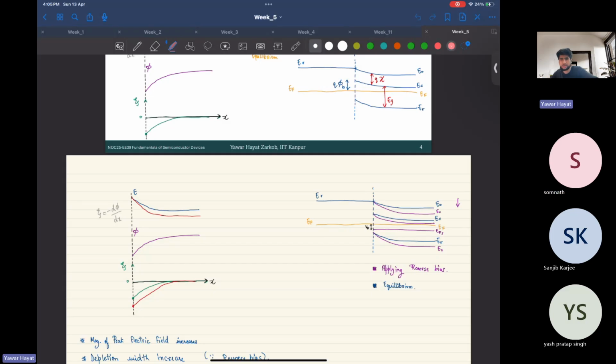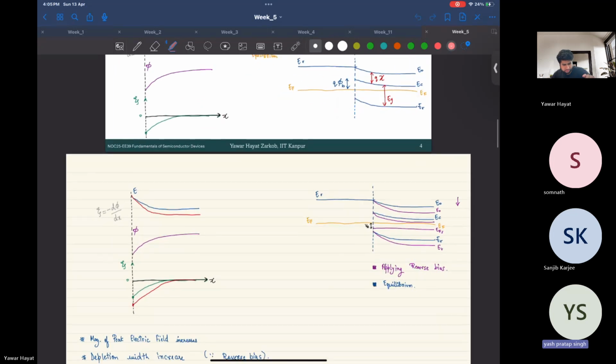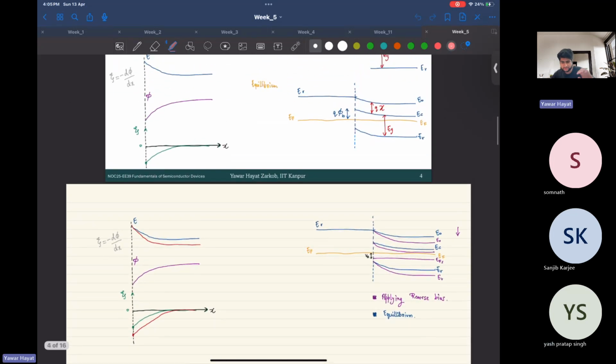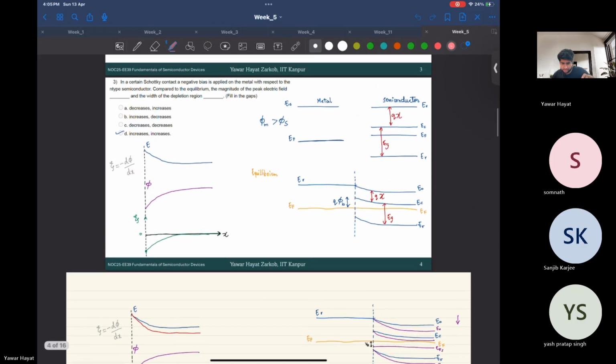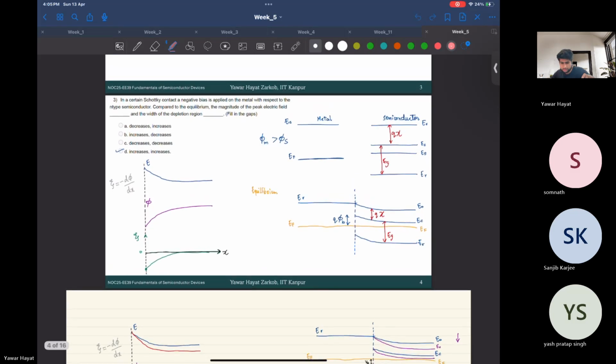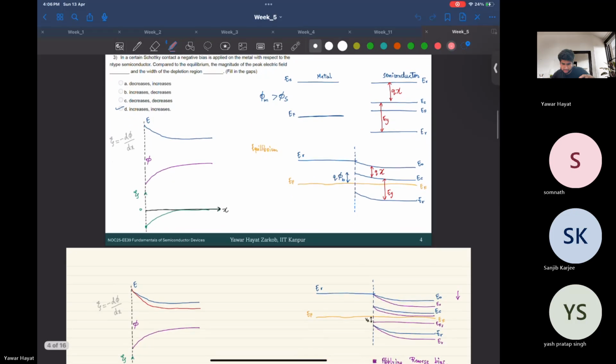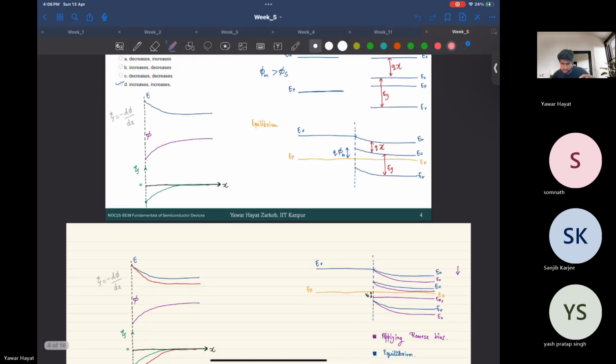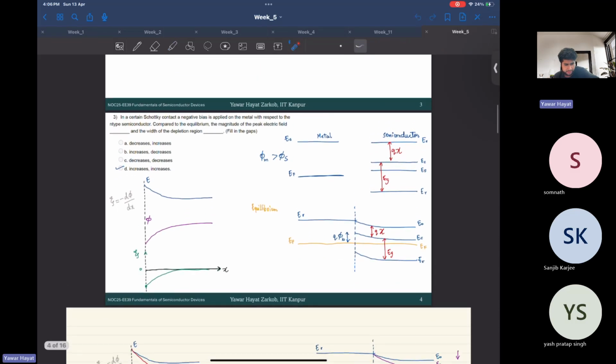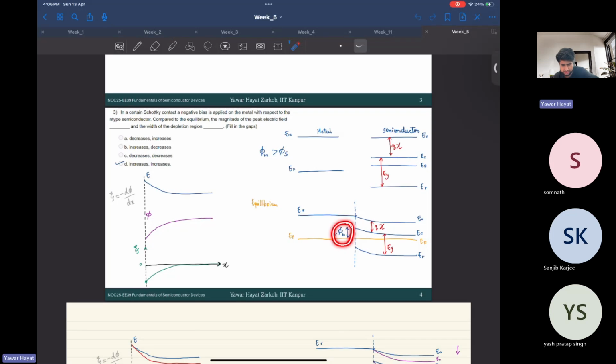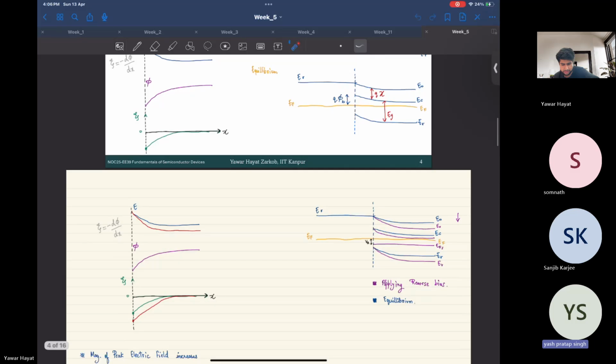Sir, the answer given is false. Yeah, the answer has to be false. See, our Schottky barrier height is not changing, right? What is the Schottky barrier height here? This, right? When you reverse bias, although the bands are bent, this point still remains there. So this delta would still be this.